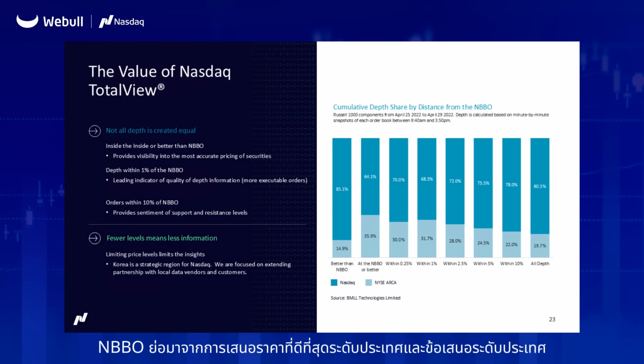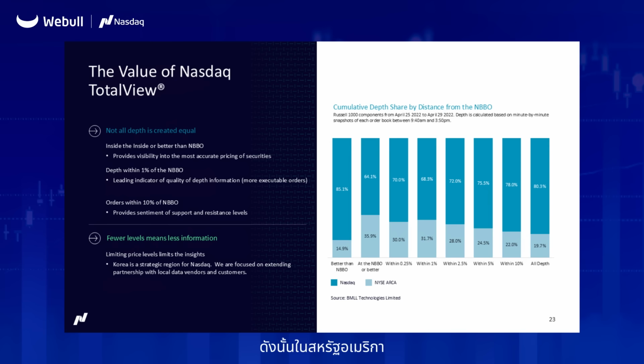NBBO stands for National Best Bid and Offer. National, in US terms, means the overall US best bid offer price. Because there are 17 exchanges, the price from one of the 17 exchanges will be the best in terms of spread, right? So that's called the NBBO. When each exchange provides a price, it is only the BBO, not national, only the best bid best offer for that exchange. So Nasdaq only provides BBO, but this BBO can also be the NBBO if it's the best price at that time.